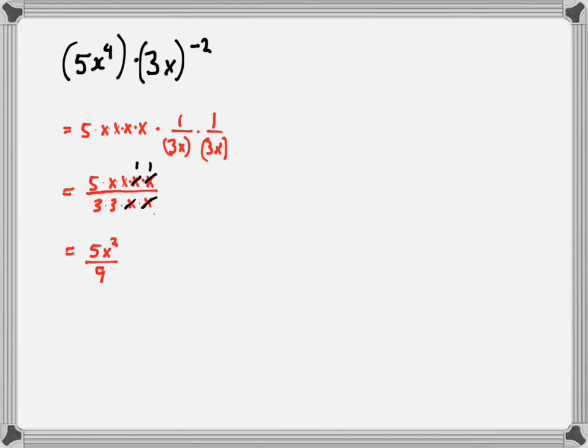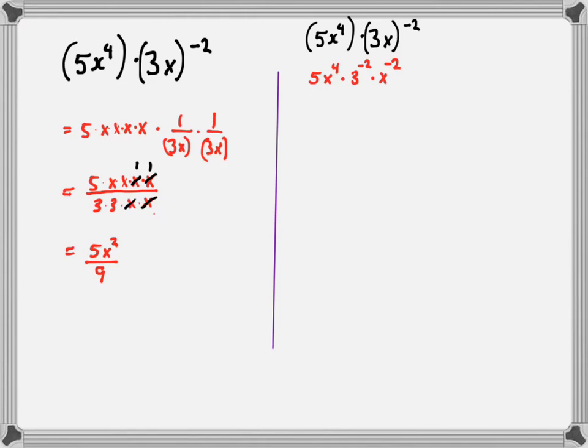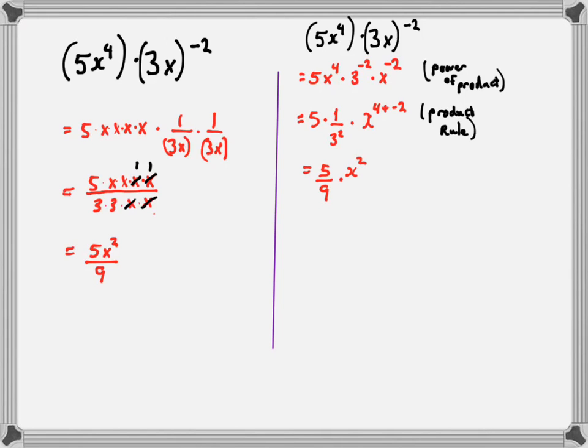I didn't use any shortcuts. All I used was the definition of exponents and the definition of negative exponents. Now, trying it with shortcuts, I can first apply the power of a product. In other words, I can just put the exponent negative 2 on both the 3 and the x. So that's what I did there. Then I'm going to rearrange and use the product rule. And using the shortcuts, I can jump right to 5 over 9 times x squared, which is the same as 5x squared over 9. So using shortcuts, you can see you can get there a lot faster, but in our mind, we should understand what's really going on.